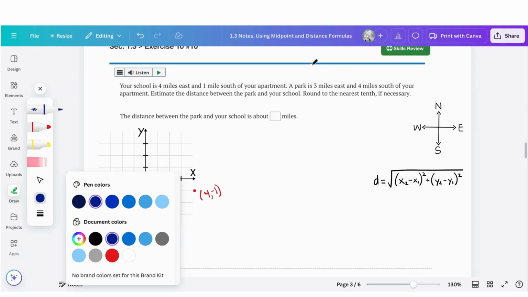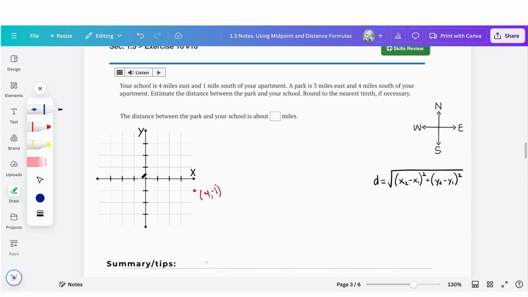Next up, a park is 3 miles east and 4 miles south. So park is 3 miles to the east, 1, 2, 3, and 4 miles to the south, 1, 2, 3, 4. That's going to be our park. So that point is going to be at 3, -4. We connect those points. That's where we want to find the distance between those 2 points.